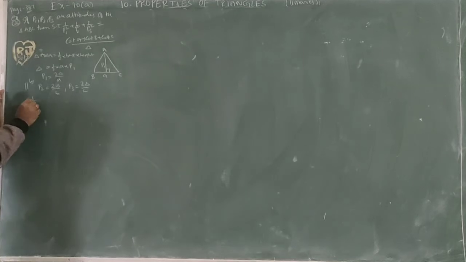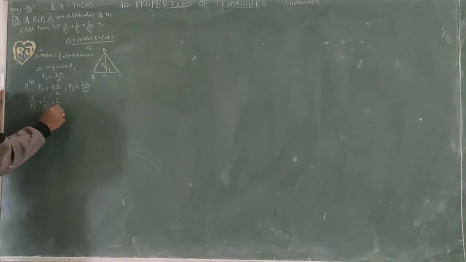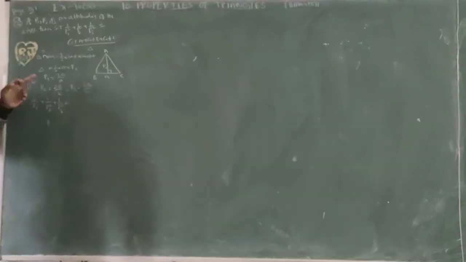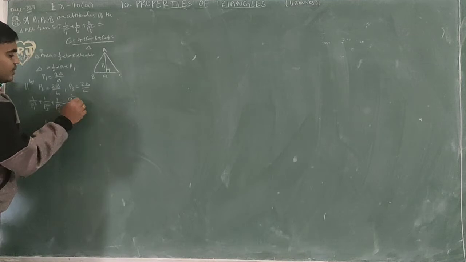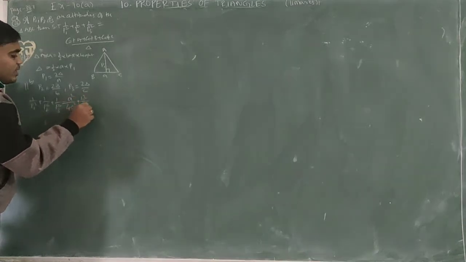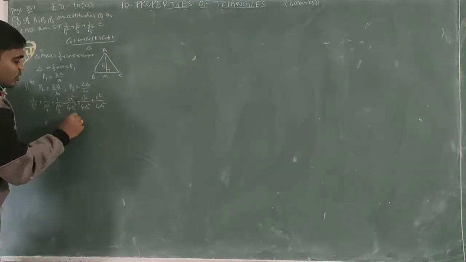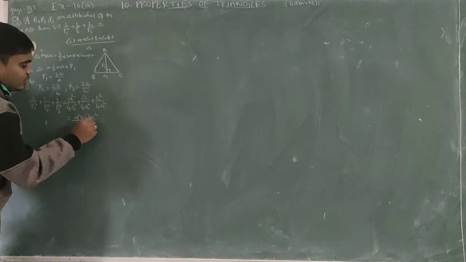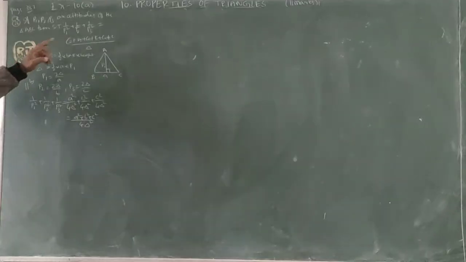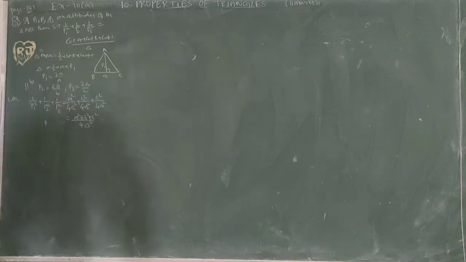1 by P1 square plus 1 by P2 square plus 1 by P3 square. So taking the reciprocal: a square by 4 delta square, b square by 4 delta square, c square by 4 delta square, which is equal to a square plus b square plus c square by 4 delta square. So this is LHS. Now I want to prove RHS.